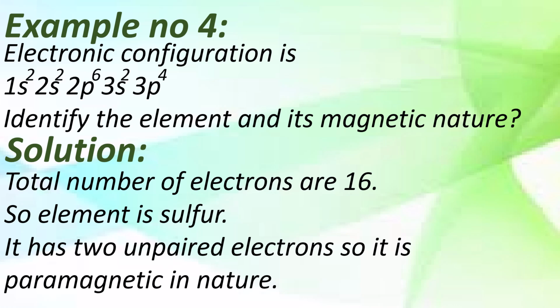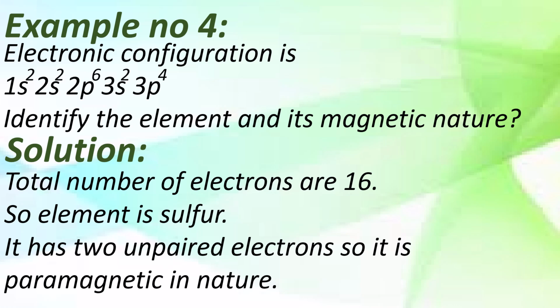So in this electronic configuration, first we will calculate the total number of electrons: 2, 2, 6, 2, 4. It becomes 16. In a neutral atom, the number of protons is equal to the number of electrons. So the number of protons is 16, and the atomic number 16 is of sulfur. So the element is sulfur, which belongs to the oxygen family.